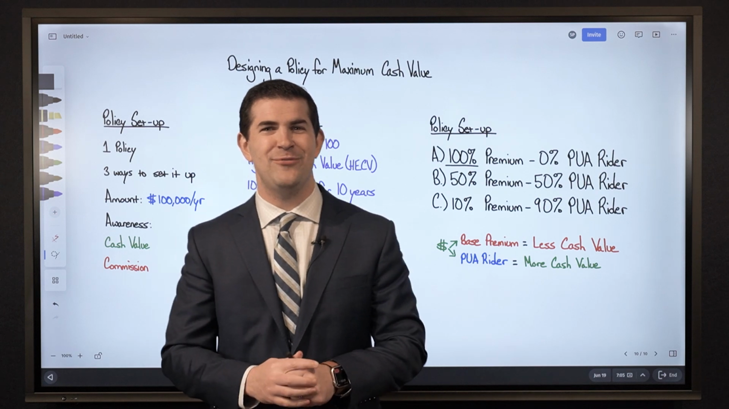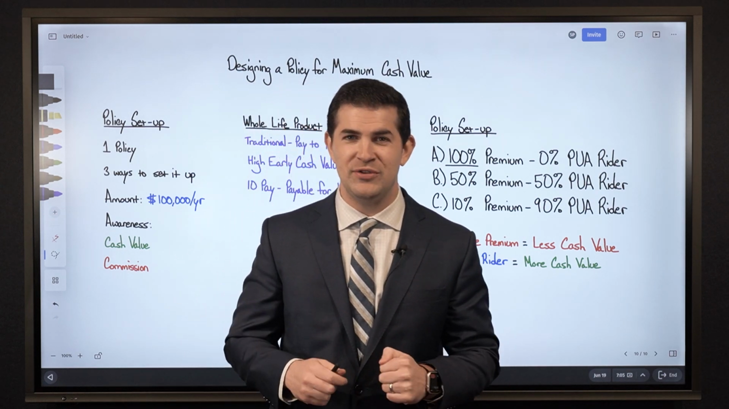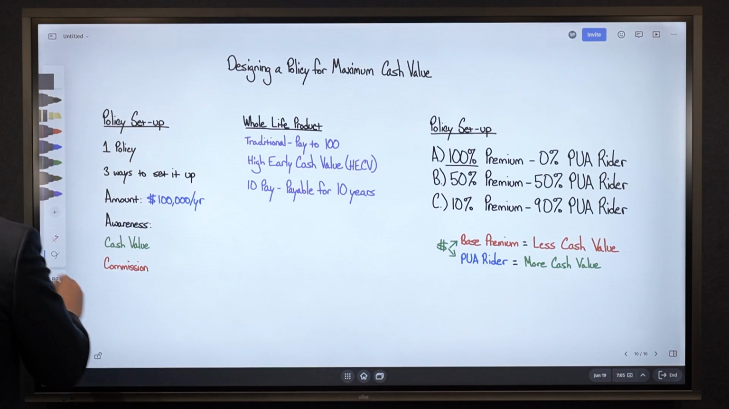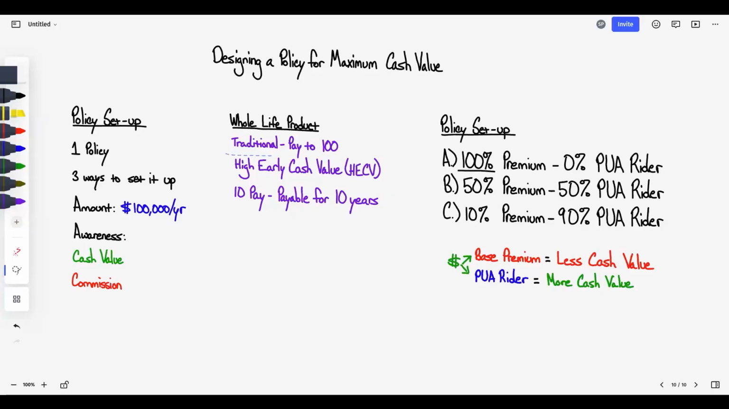All right, time for case study number 1. We're going to examine the traditional whole life insurance policy in today's video. So when I say traditional whole life insurance policy, I'm referring to a pay to 100. And again, the 100 represents your age of 100. So when you see a traditional whole life insurance policy, typically what they are referred to as is a pay to 100 or pay to 121.